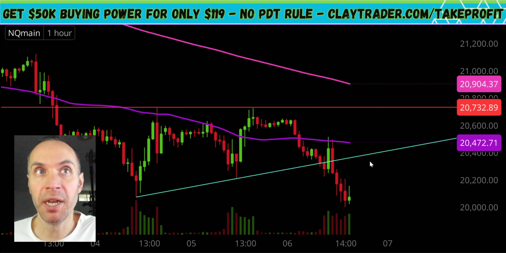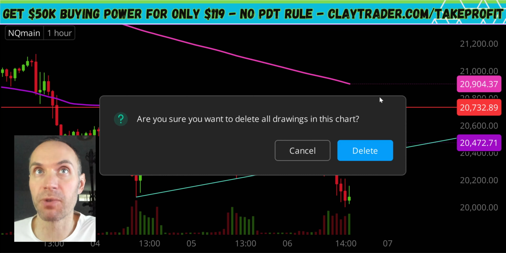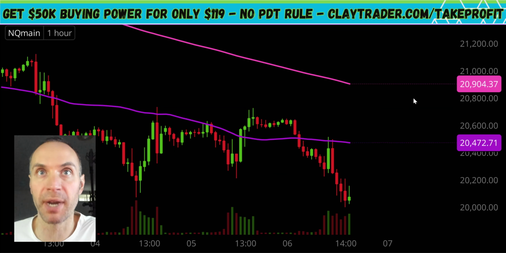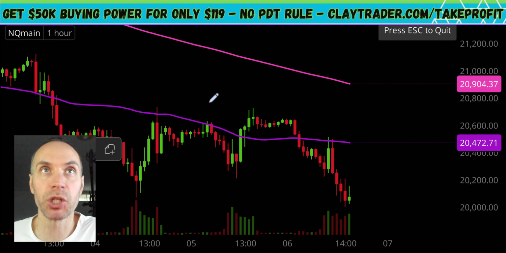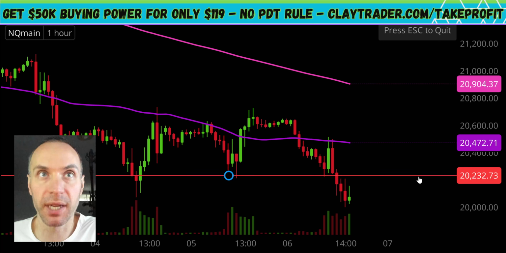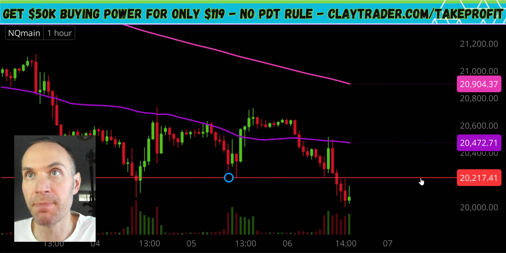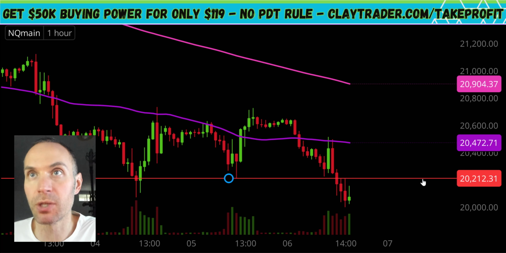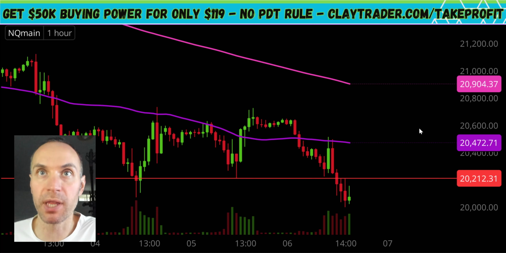But regardless, that has now been violated, so I'm going to go ahead and get rid of both those lines as they served their purpose for now. Going into the next session, key area of resistance, if there is any sort of attempted bounce back upwards, in my opinion, is right here around the 20,215 mark. So 20,215 is going to be that first key battleground.